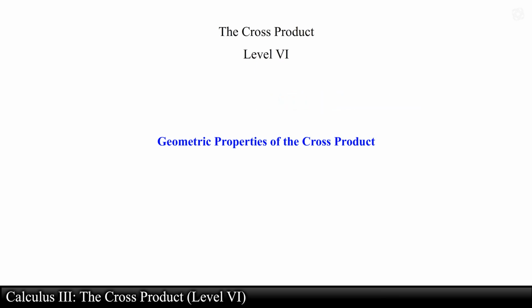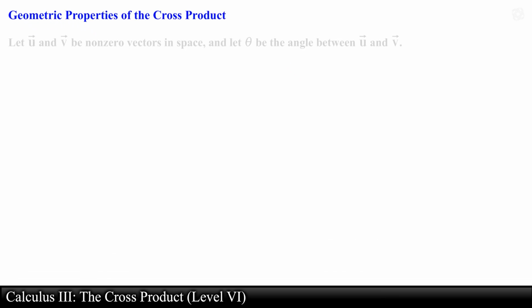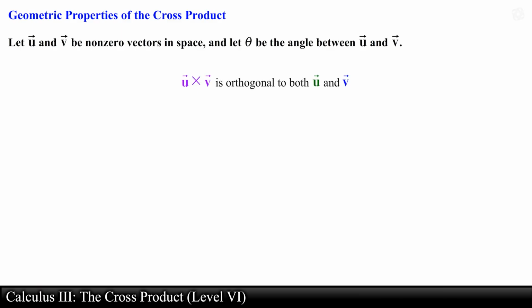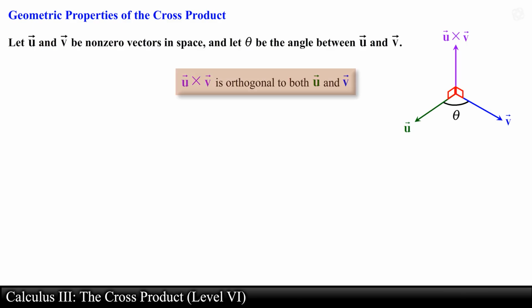The cross product, level 6. In this video, we will focus on the geometric properties of the cross product between two vectors in space. Let's start with the first geometric property. Let vector u and vector v be non-zero vectors in space, and let theta be the angle between vector u and vector v. Then, vector u crossed with vector v is orthogonal to both vector u and vector v. This property was illustrated in the first video of this series.